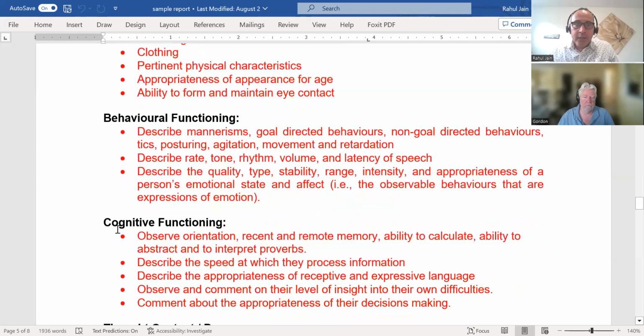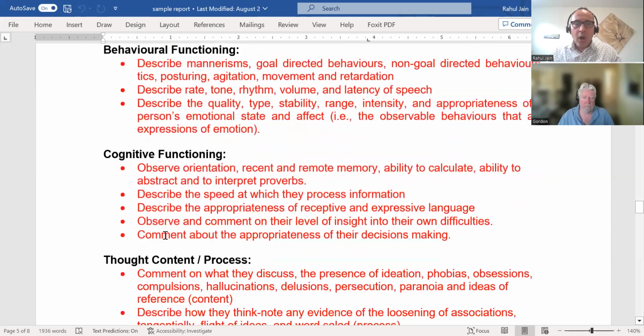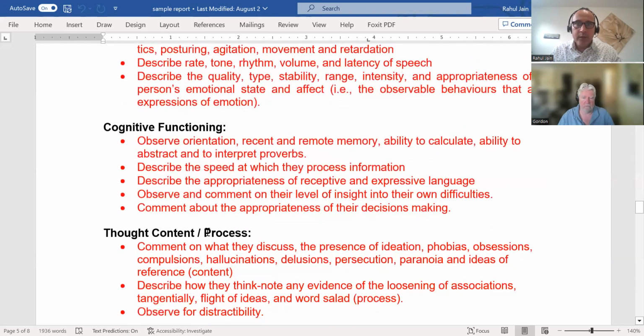Cognition. This is very important. I can maybe send you something, or we can talk about it. You have to ask them questions about their orientation, about their memory, because as a counselor, you're not just collecting information, you're checking their memory too, right? Just to understand if there are any underlying issues around that. So cognition, thought content, and process, very important.